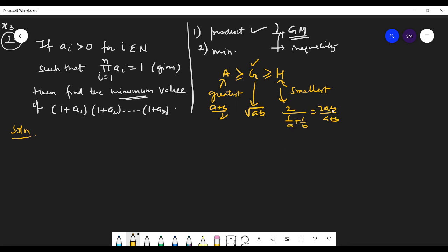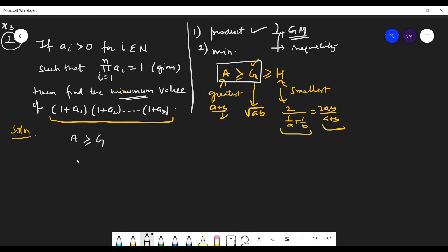So do you see this kind of thing here? You have to find the minimum value of this. Do you see anywhere fractions or exponentials, something like that? No. So what will you be using then? Arithmetic mean. So let us start with the arithmetic mean.